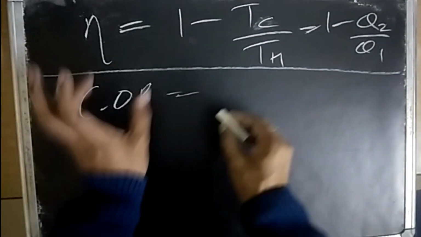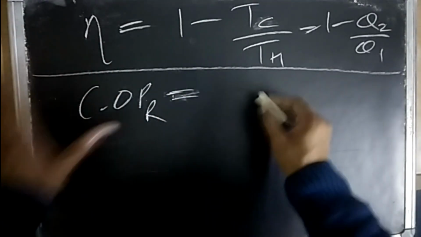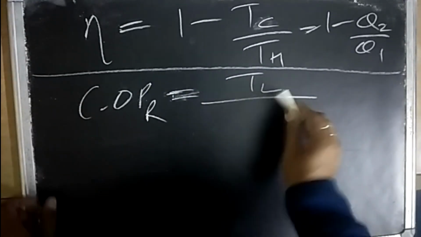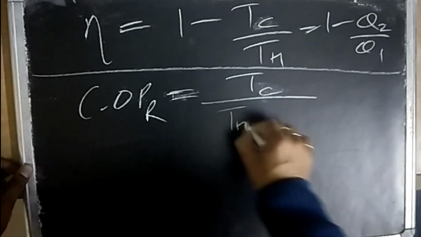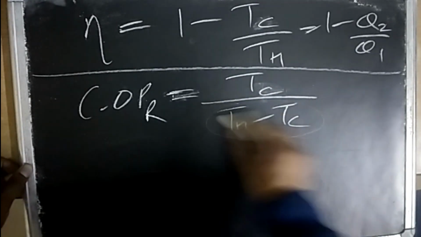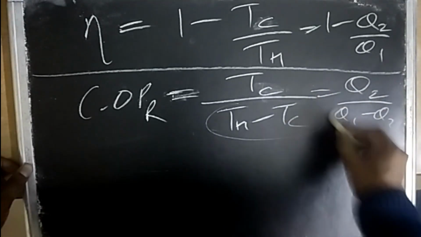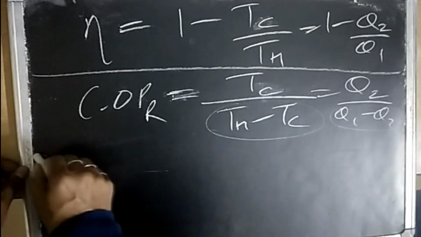COP of refrigeration cycle, refrigerator. This would be TL by TH minus TL, because I need the lower temperature, so this is the lower one, or TC, whatever you want to say, and TH minus TC. This is Q2 by Q1 minus Q2. This is my net work, and my aim upon the net supplied energy.